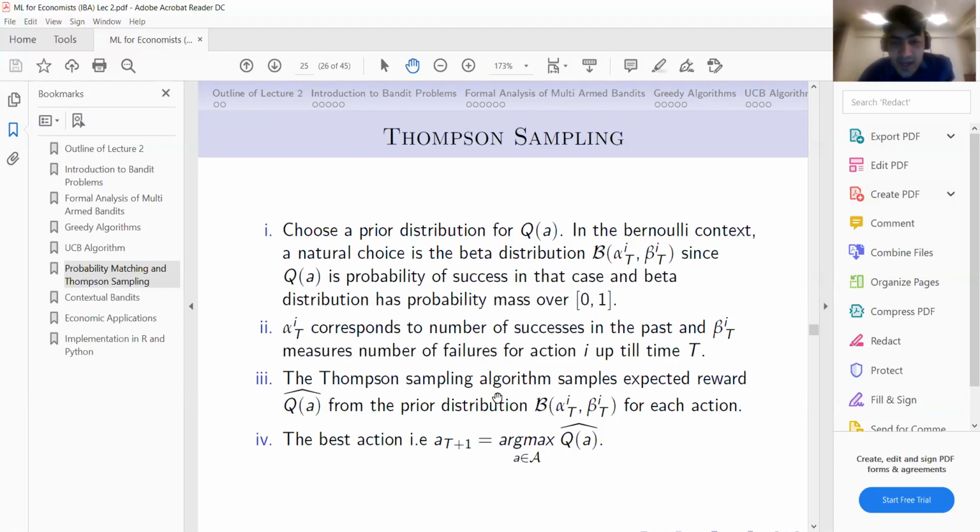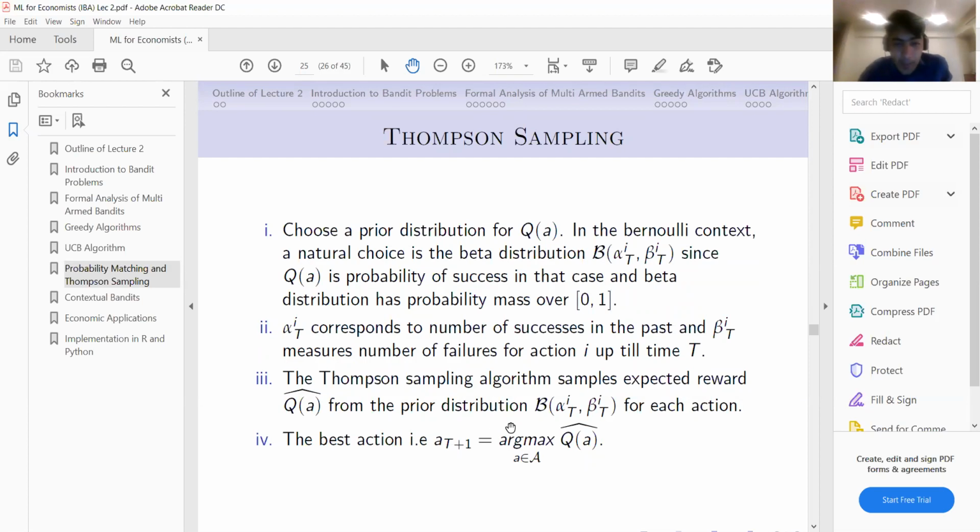And once you've done that, the Thompson sampling algorithm basically samples from this posterior distribution in a sort of Markov chain Monte Carlo, MCMC type of algorithm. But basically, you have the posterior distribution, which in this case is going to be a beta distribution. You sample from the posterior distribution an expected reward Q hat. I say Q hat because this is not a true Q, but a sample from the posterior distribution of Q conditional on time T information history.